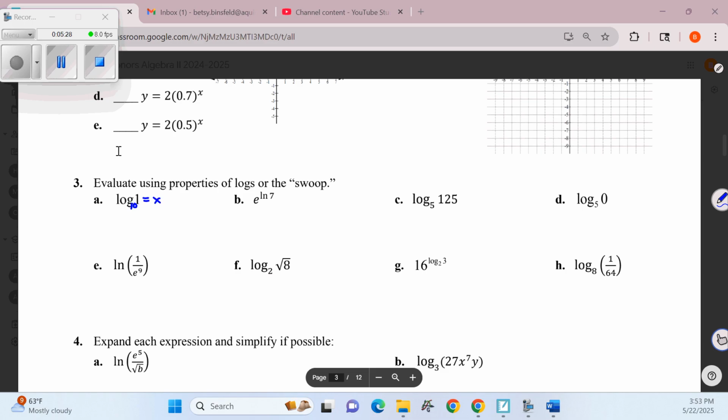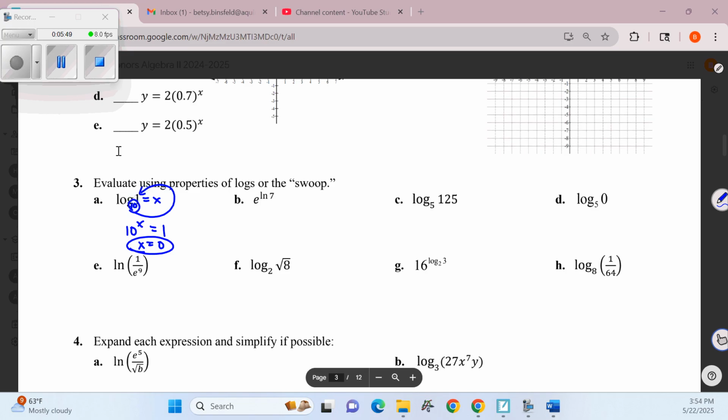So remember how the swoop works. If we're not sure what this is equal to, let it be equal to some value x. 10 to the x is equal to 1 when we swoop. So anything to the 0 power is equal to 1. Therefore, x would be equal to 0. Right? This is why when you type in log of 1 on your calculator, you get 0.